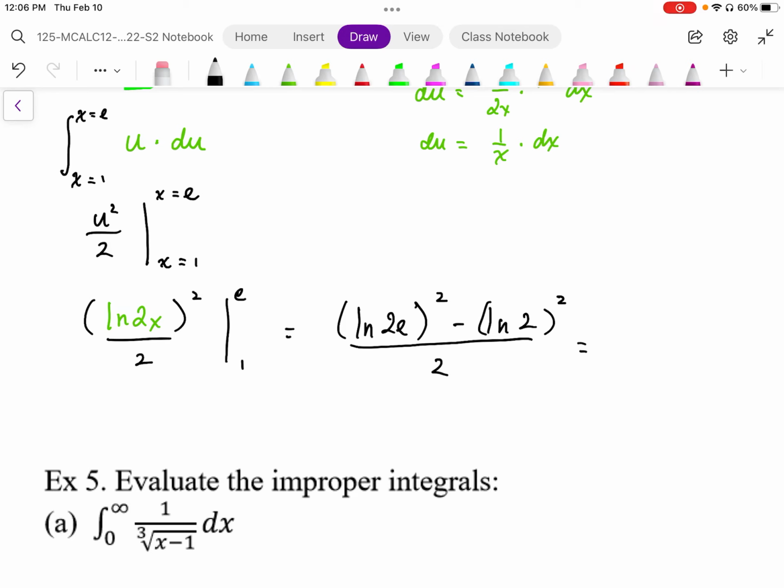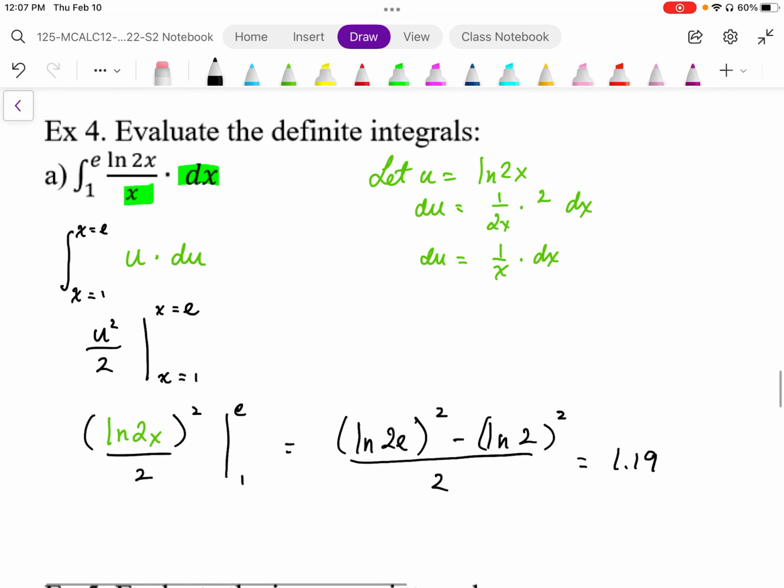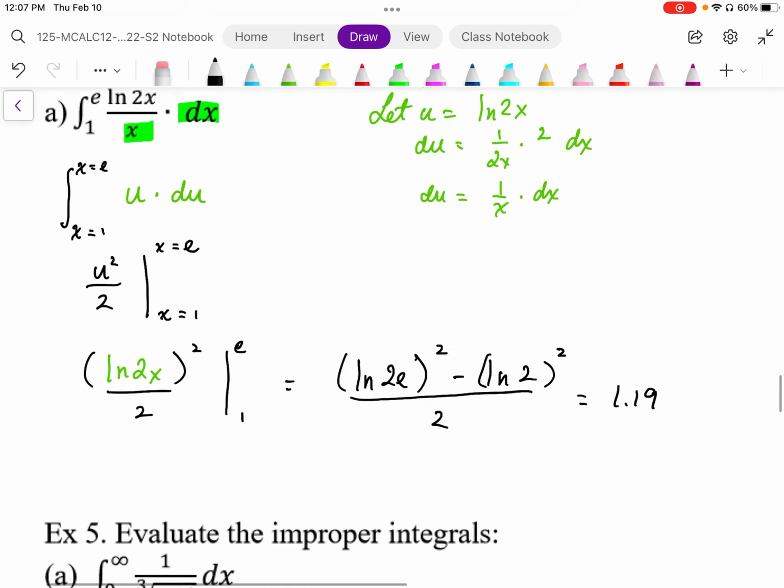So log 2e squared minus log 2 squared, and divide that by 2, we end up with a decimal value of 1.193. So I'm just going to round that to 1.19. So that represents the area under the curve, or the displacement on the antiderivative.